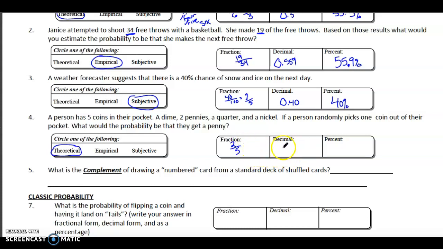Well, it'd be 2/5, okay, or I'm just going to write 0.4 in this case, and then that's 40%. Okay, there's a 40% chance they pull out a penny from their pocket.